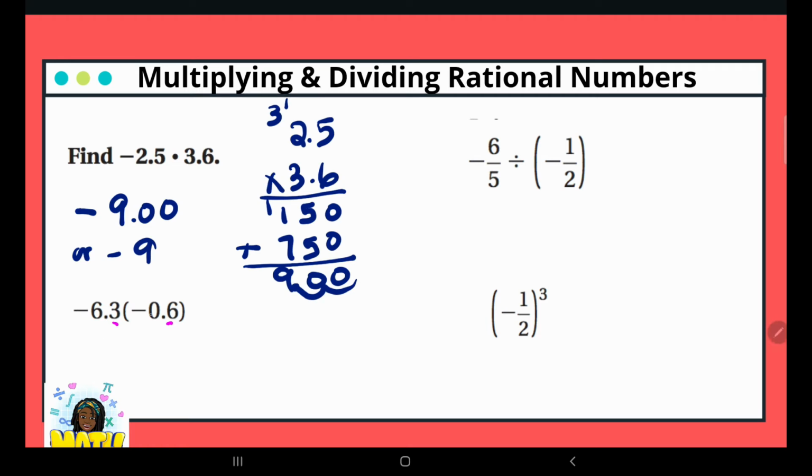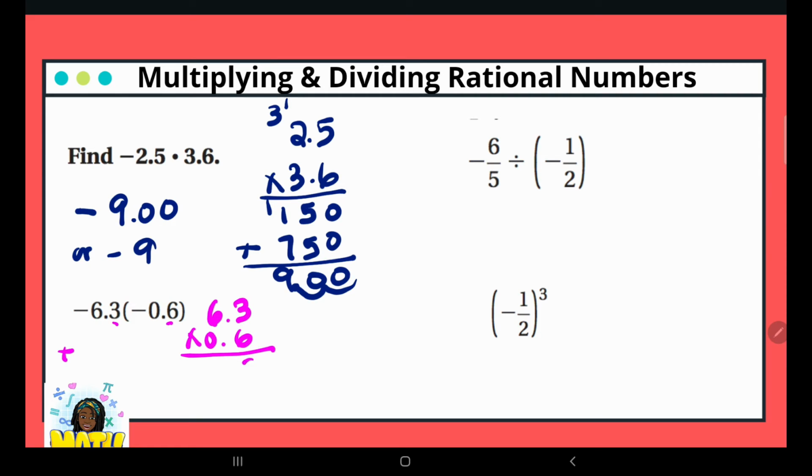Now, what about our sign for our answer? Will it be a positive or will it be a negative? Same signs, will be a positive. Excellent. Now let's go ahead and stack our numbers and multiply. So 6.3 times 0.6. I can write the 0 there if I want for a placeholder, but it's not going to really change much.